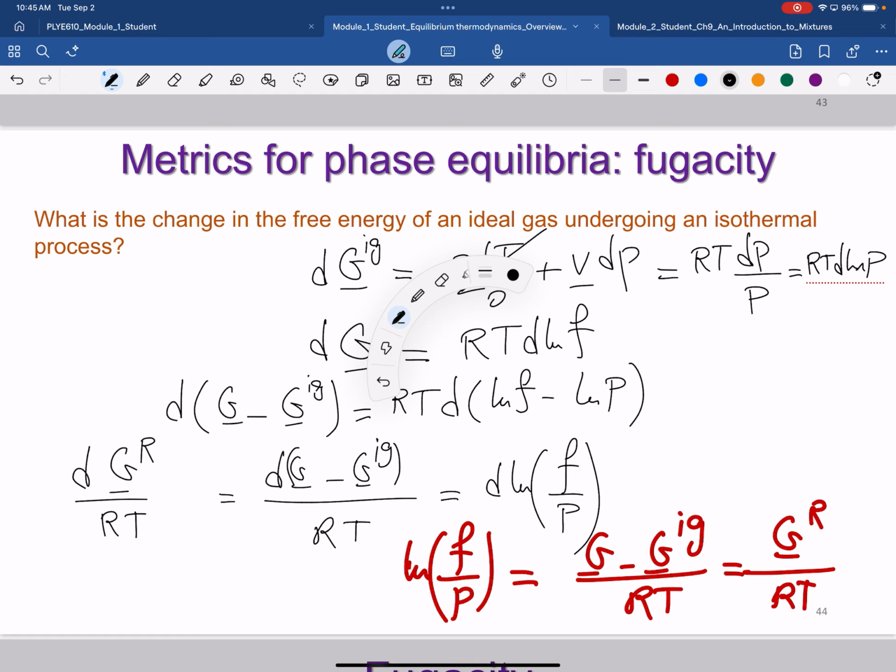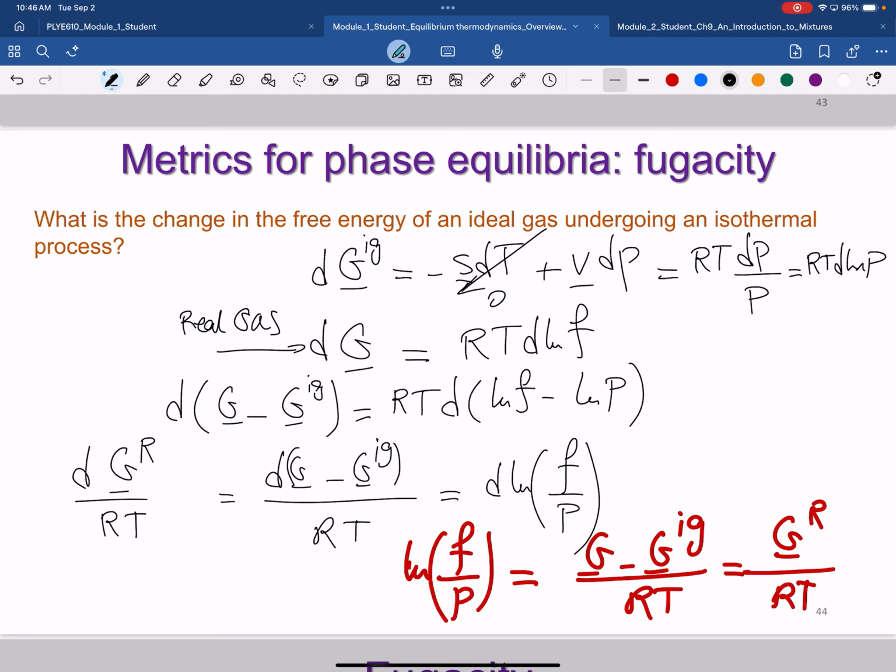And for a real gas, we define this change in the Gibbs free energy as RT times d ln of something that we call fugacity. So as our gas approaches the ideal case, that f parameter approaches the pressure of the gas. So that's the idea. Then we saw we can subtract these two equations and write it in terms of the residual molar Gibbs free energy divided by RT, which is going to give us an equation to estimate the fugacity of a real gas.